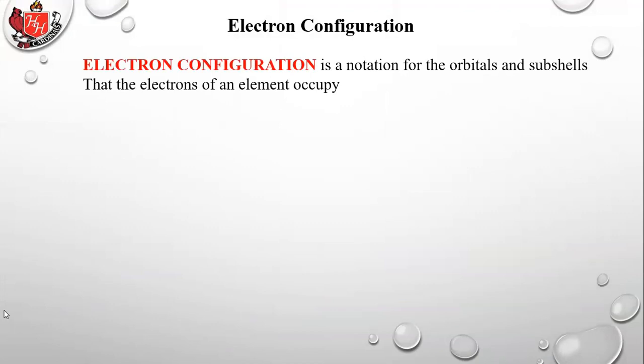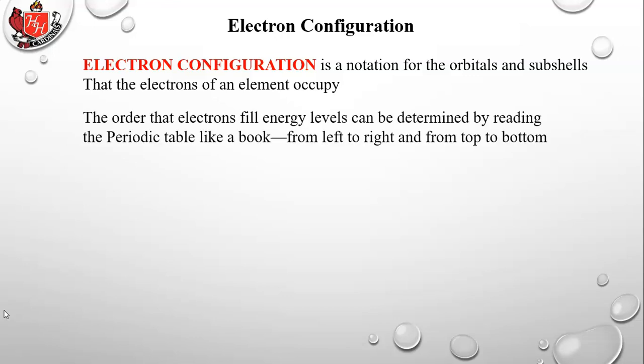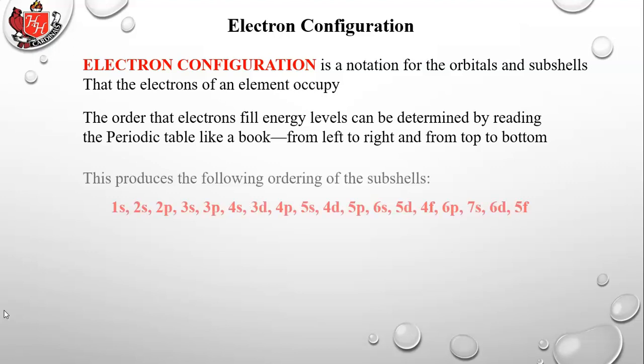Electron configuration is a notation for the orbitals and subshells that the electrons of an element occupy. The order that electrons fill energy levels can be determined by reading the periodic table like a book, from left to right and from top to bottom. This produces the following ordering of subshells. And there you see it there.